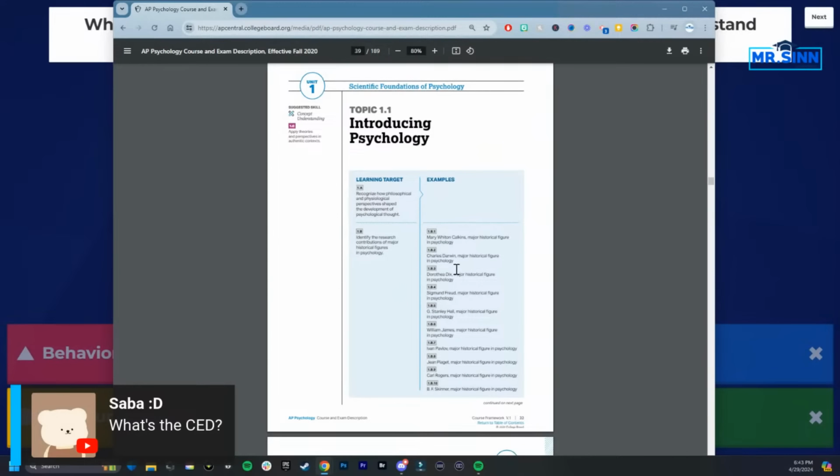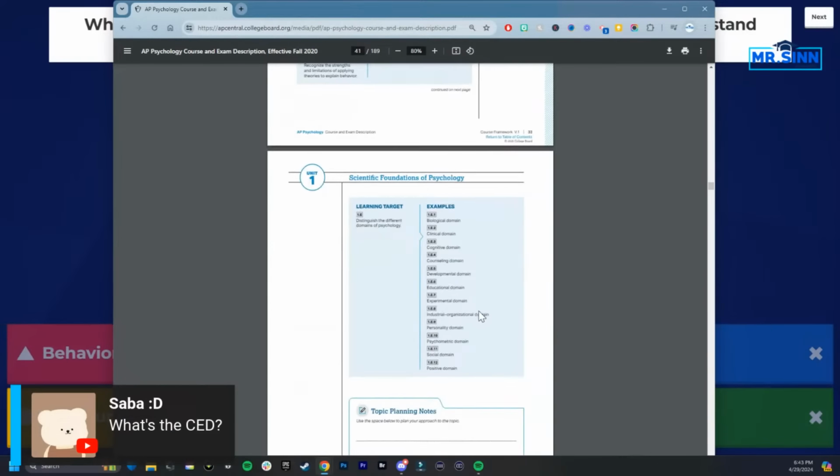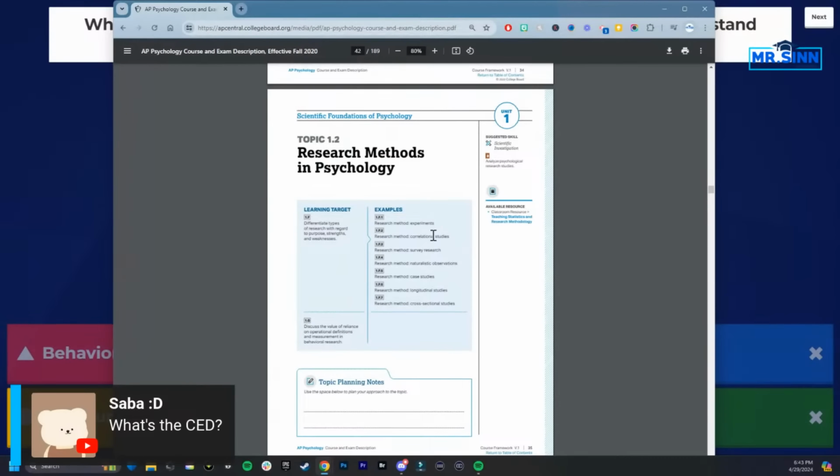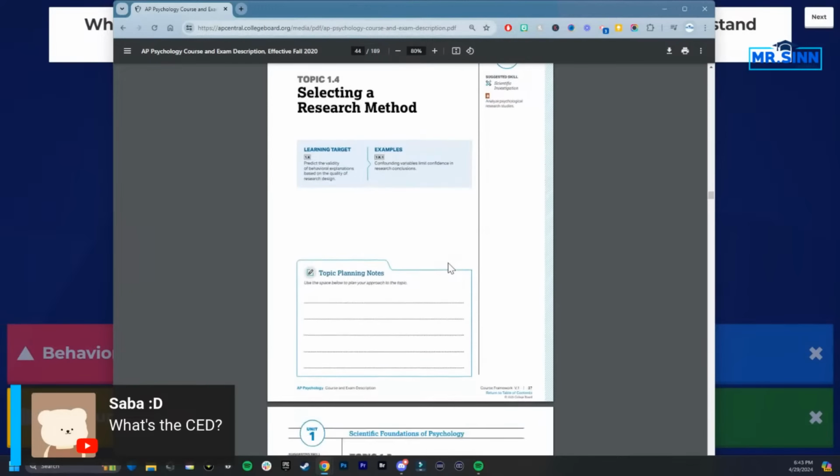So if you've noticed, a lot of these people, Dorothea Dix, Mary Whiton Calkins, William James, we've talked about them. These are some of the questions we've been asking in this Kahoot. It's aligned here. Research methods. So these are things you want to focus on when studying.